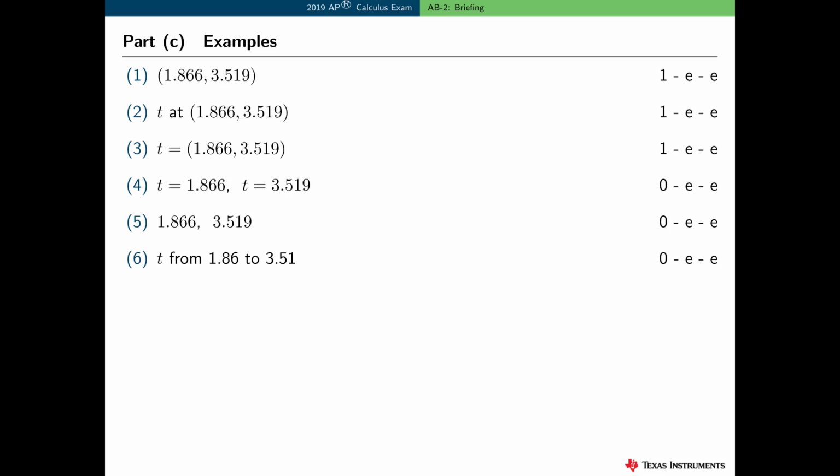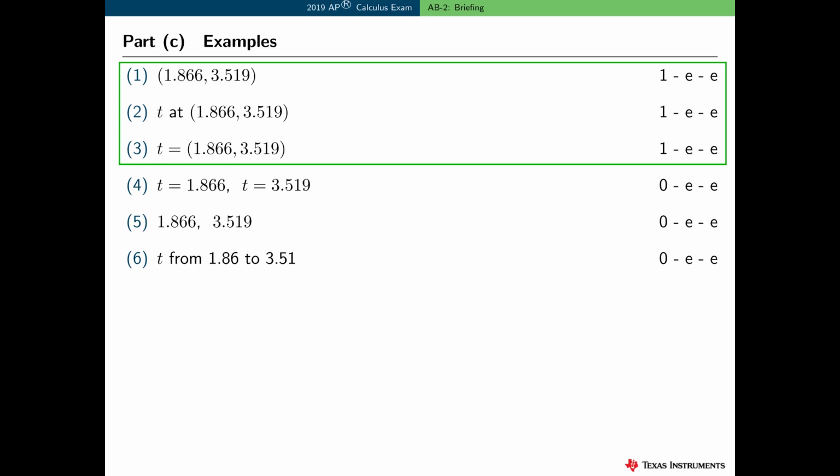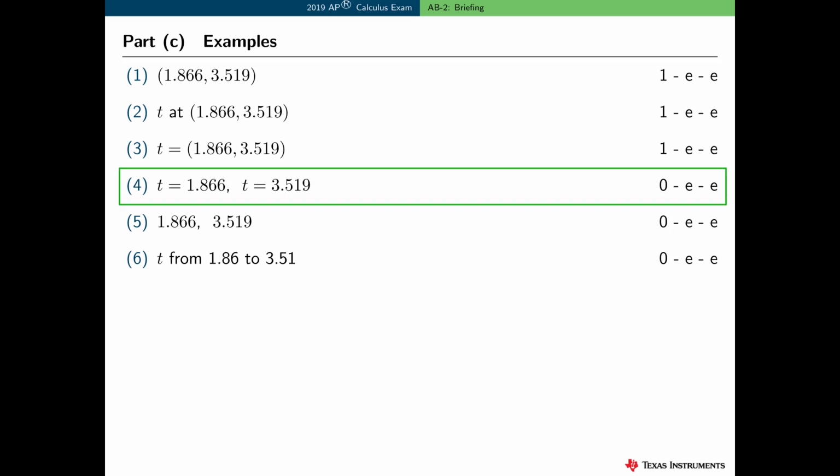Here are some examples of responses associated with the first point and how each was scored. The first 3 examples all earn the first point. In example 4, the student has not presented an interval. Therefore, they do not earn the first point, but are still eligible for the second and third point.